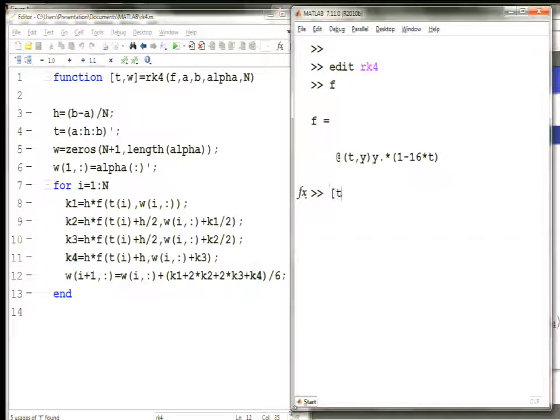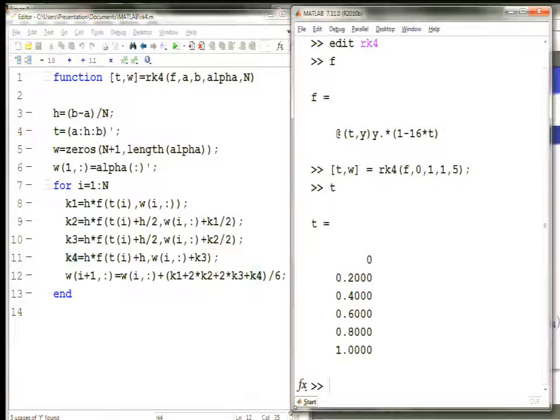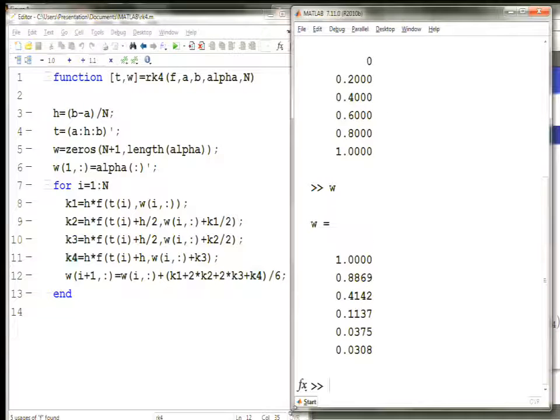The way you run it now is just to do RK4 of f from 0 to 1, starting at 1. You're not going to need many steps. That's the amazing thing here. But we can do 5 steps. Out comes the t. That's not too interesting. And out comes the solution that it computed for you.